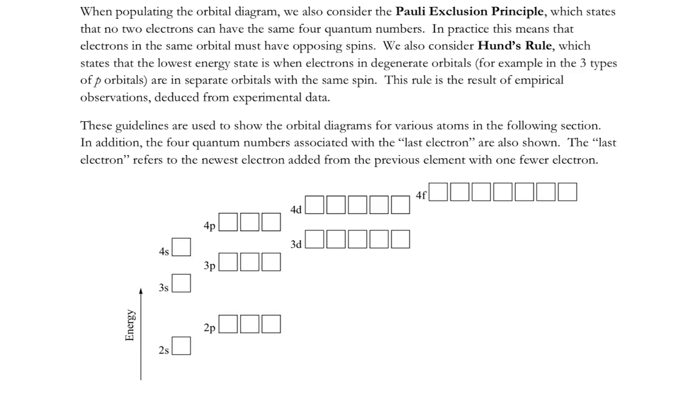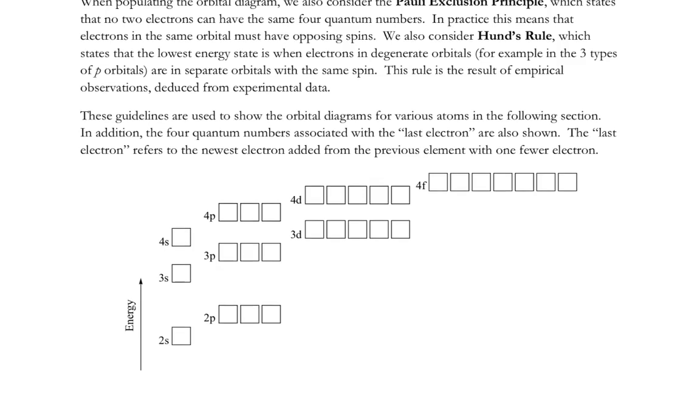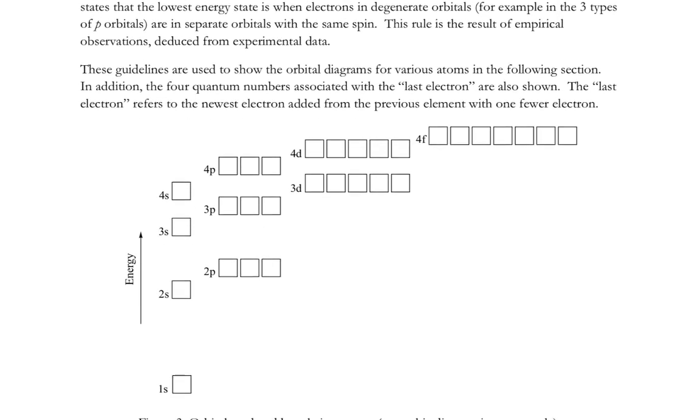We say that they are degenerate. They have equal energy. So when we're putting electrons into the 2p atomic orbitals, we put an electron into the first atomic orbital with spin up. Then we don't put the second electron into that same atomic orbital with spin down. Rather, we go to the next atomic orbital and draw that next electron with spin up. So we always draw spin up first.